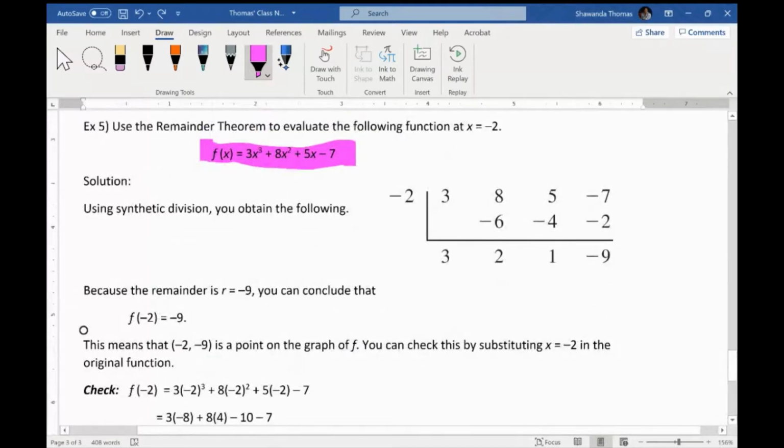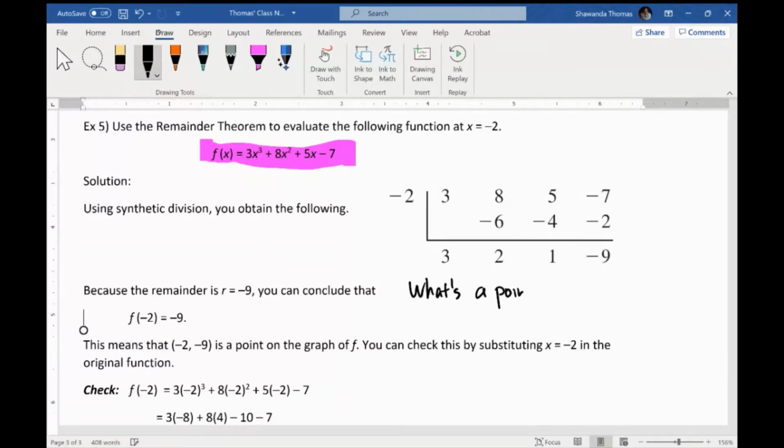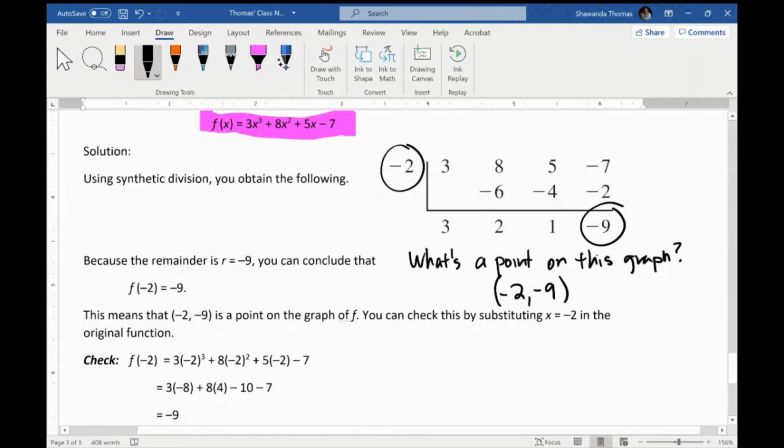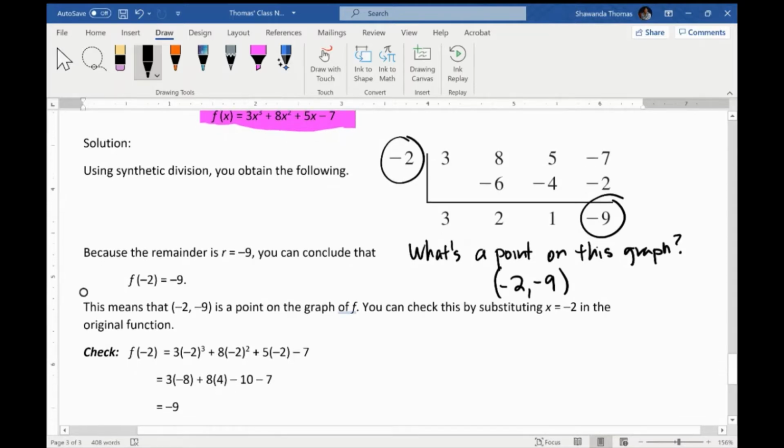What else does it tell us? What's a point on this graph? Let me write that down. What's a point on this graph? -2, -9. Yes. This and this, -2, -9 is a point on the graph. Now that, of course, is not an x-intercept. Why isn't it an x-intercept? Because the y is -9 and not 0. Exactly. If it was an x-intercept, it would be 0 right there, not -9.